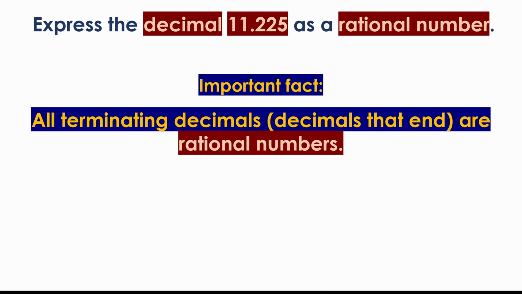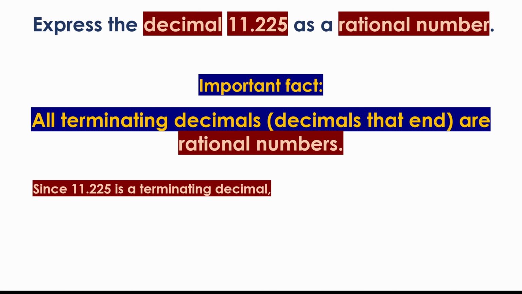Now, some important facts. All terminating decimals, that is decimals that end, are rational numbers, meaning in our case, 11.225, the decimal ends. So we can say that this is a rational number. Otherwise, if it keeps on repeating, then this would not be a rational number. Since 11.225 is a terminating decimal, we can say that it is a rational number.